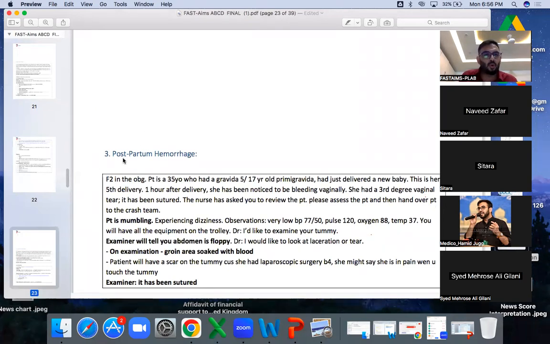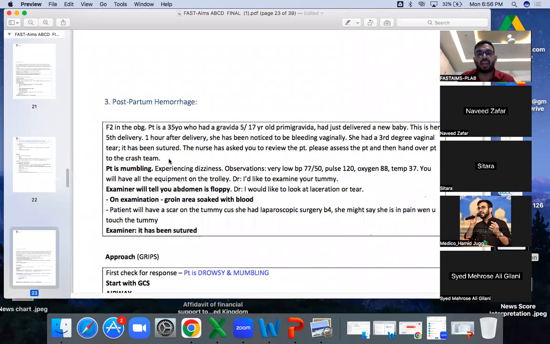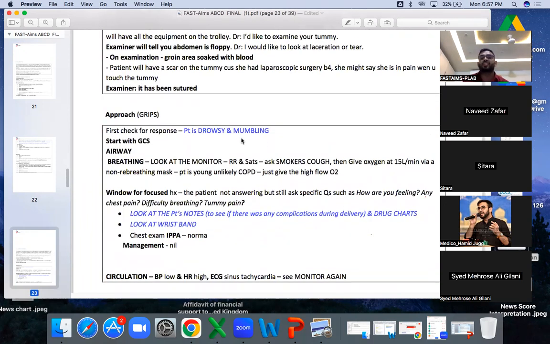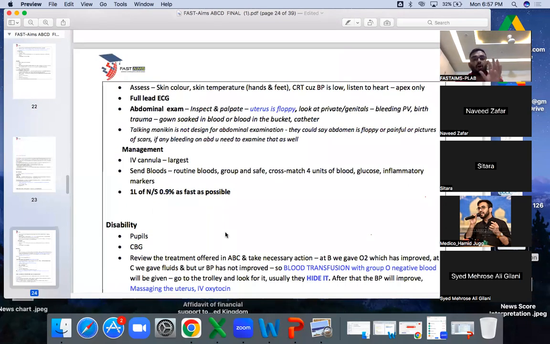Okay, postpartum hemorrhage, it is the same scenario. However, in this scenario, the problem is that the patient is mumbling. So you have to do the GCS. I have told you how to do the GCS. Here you need to do the GCS at the very start. This is the first scenario where you have to do the GCS, okay? The rest of the things are the same. The patient is drowsy and mumbling, so you will do the GCS at the start, and then you will look at the notes and wristband, same approach, nothing changed. Only the problem is that you forgot to do the GCS.